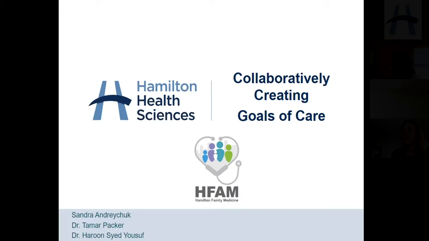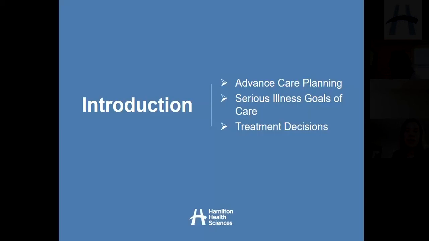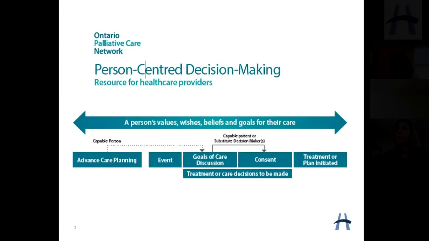Three key aspects will be discussed. We're going to talk about advanced care planning, serious illness goals of care, and treatment decisions. It is important to consider, first of all, how treatment decisions align with patients' wishes, values, and beliefs of their care. In Ontario, advanced care planning, goals of care, and treatment decisions and informed consent are all situated along a person-centered decision-making continuum, which is pictured in the diagram that you see on your screen.